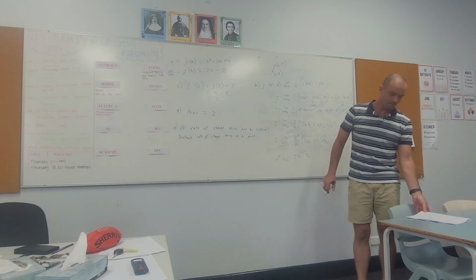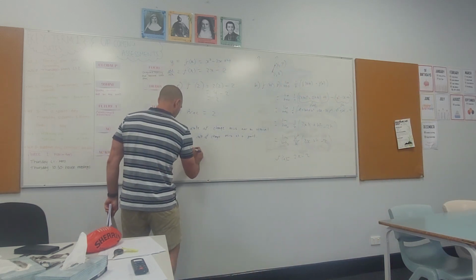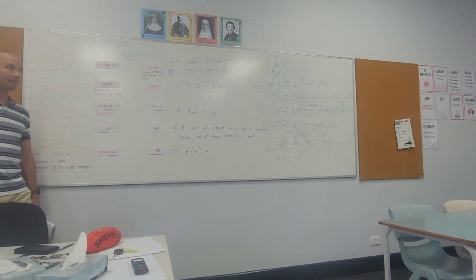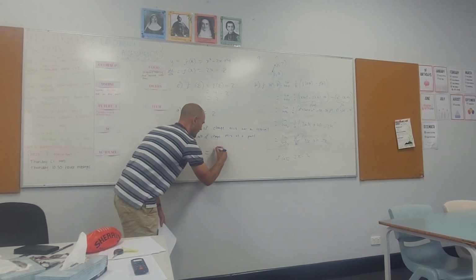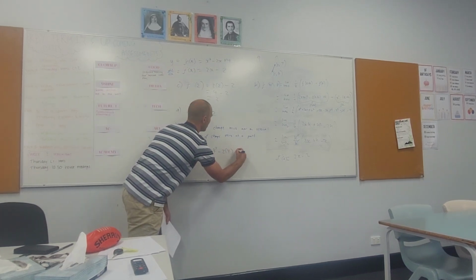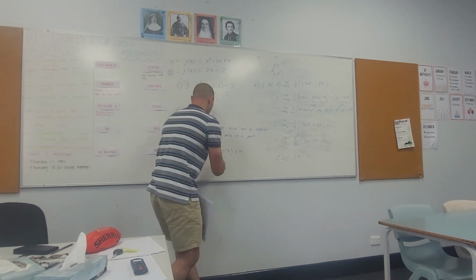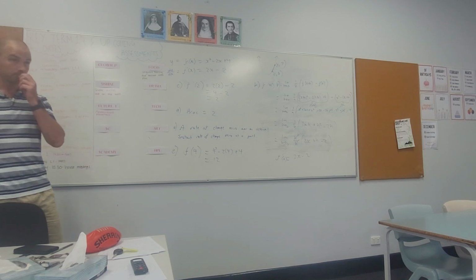Part E, find f of 4 and f dash of 4. Okay, f of 4. So I'm putting the number 4 into our original function. We're going to have 4 squared, take away 2 times 4 plus 4. So we've got 16, take 8 is 8, plus 4 is 12. F of 4 is 12.